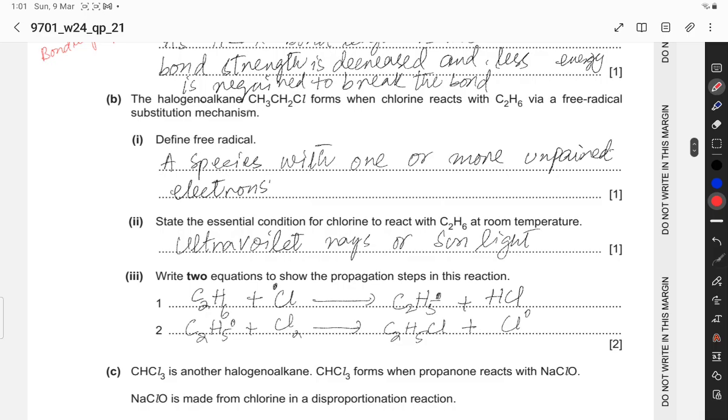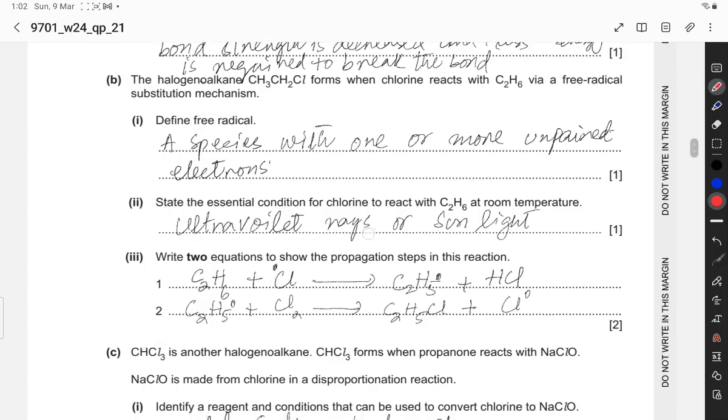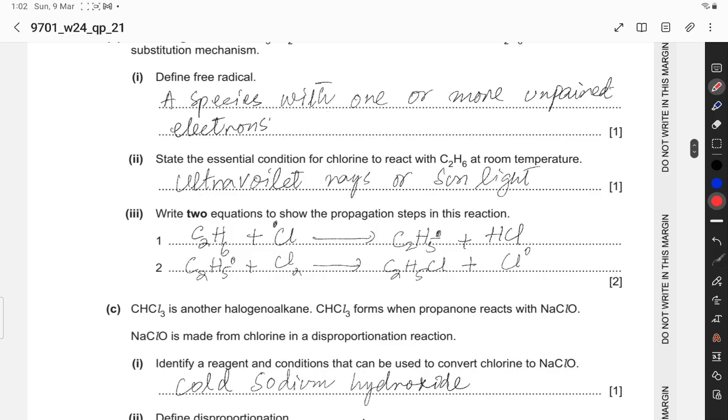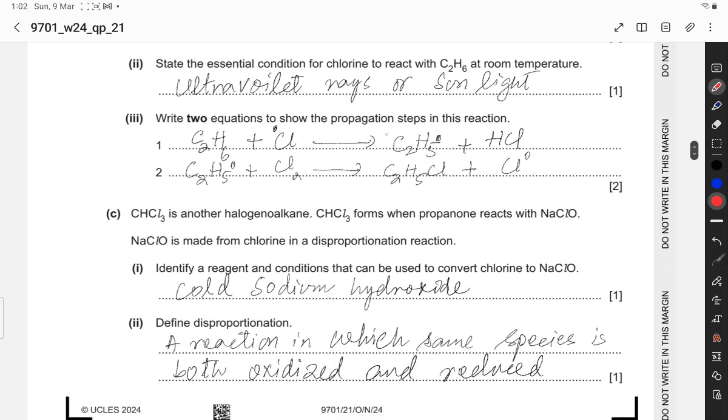So the halogenoalkane CH3CH2Cl forms when chlorine reacts with C2H6 by a free radical substitution mechanism. Define the free radical. It is a species with one or more unpaired electrons. State the essential condition for chlorine to react with C2H6 at room temperature. Ultraviolet rays or sunlight. Write two equations to show the propagation steps in this reaction.